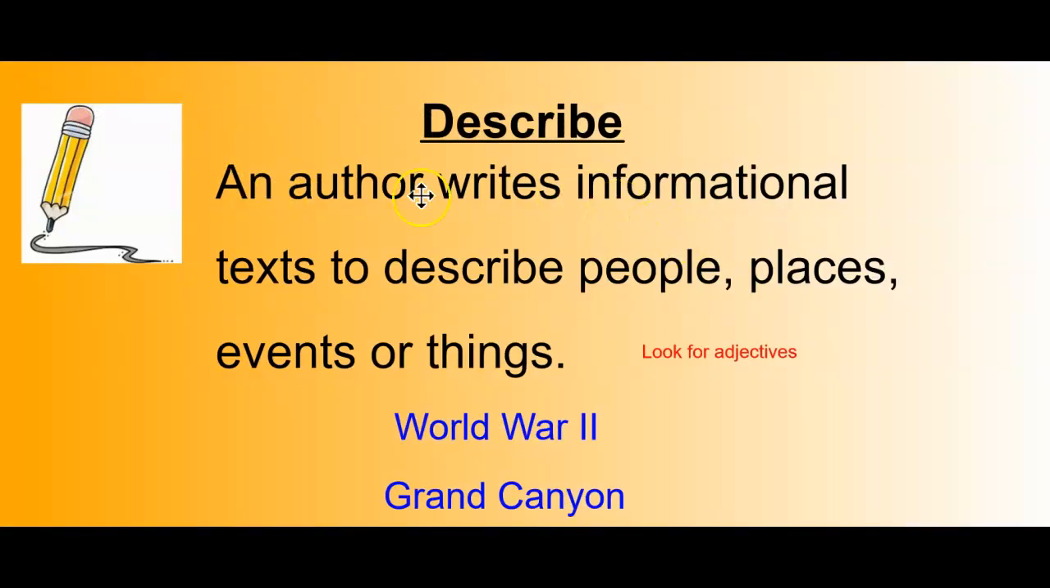An author also writes informational text to describe people, places, events, or things. For example, if you read a book about World War II, that's an event. Or a book about the Grand Canyon, that's a place. Remember to look for adjectives when an author describes.